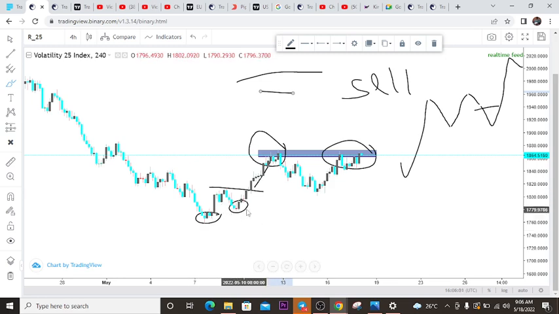So the W pattern is a buying signal. And the trend is clearly a downtrend, and if the W pattern is forming, that signal is going to fail you. The signal is going to fail you.